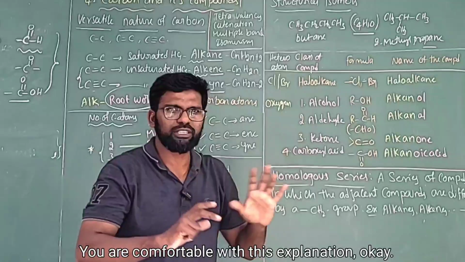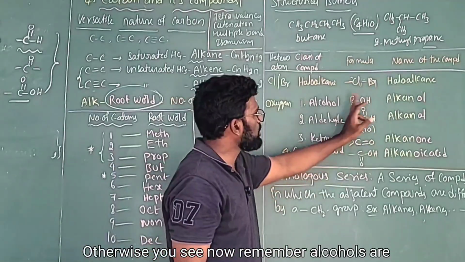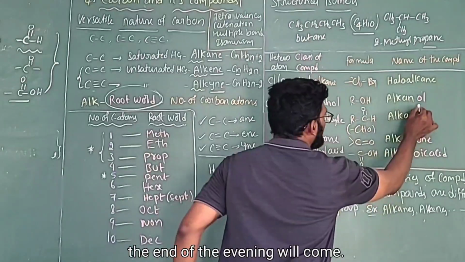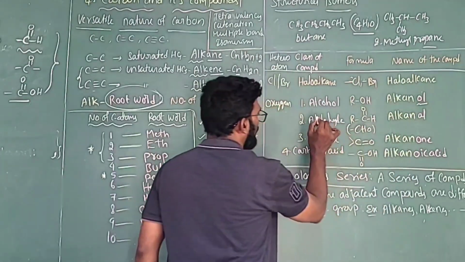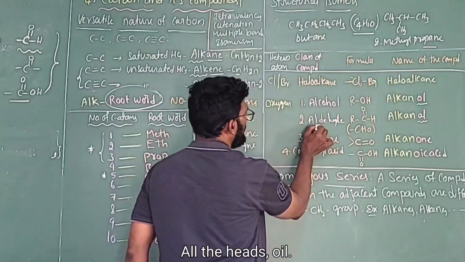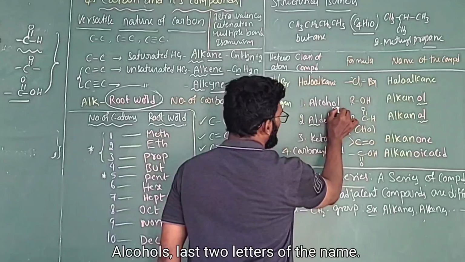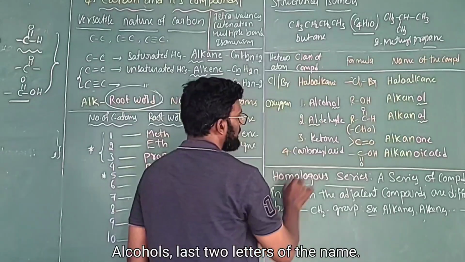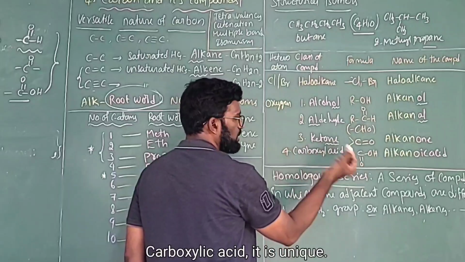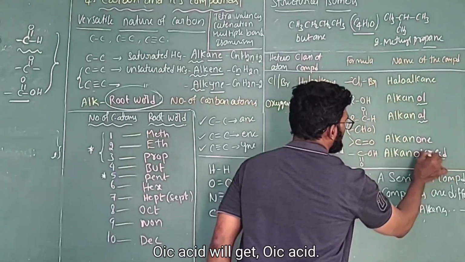Okay, if you are comfortable with this explanation, okay. Otherwise you simply remember alcohols are called alkanols. At the end "ol" will come. Aldehydes will get "al" at the end. Aldehydes, "al", first two letters of the name, aldehyde. Alcohols, last two letters of the name. Ketones, last three letters of the name. Carboxylic acid, it is unique. "Oic acid" will come, oic acid.